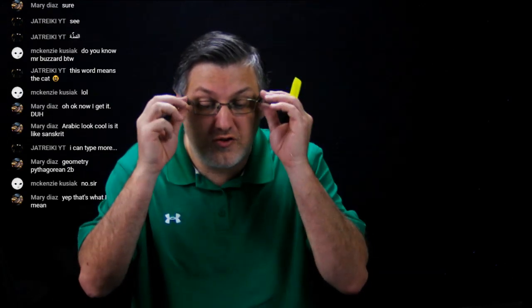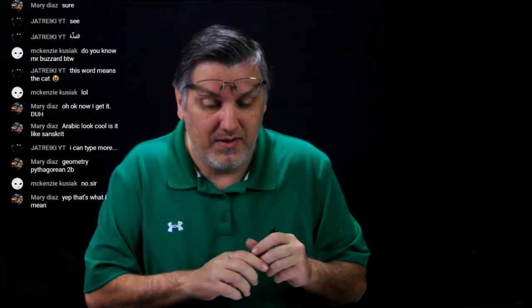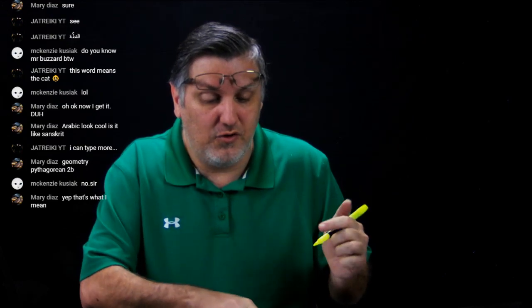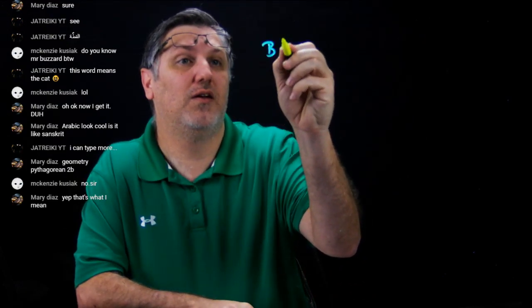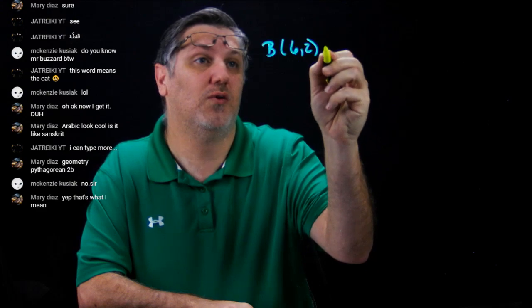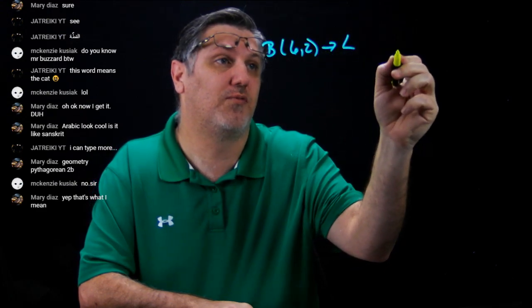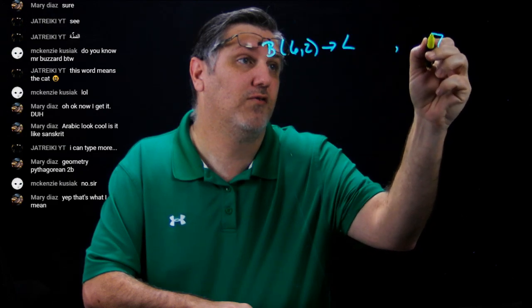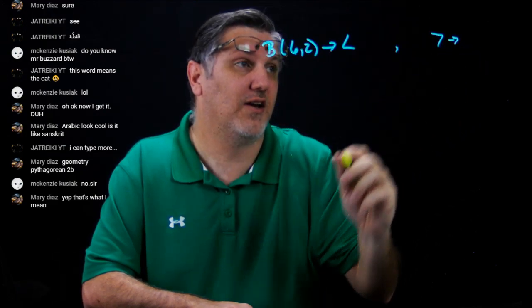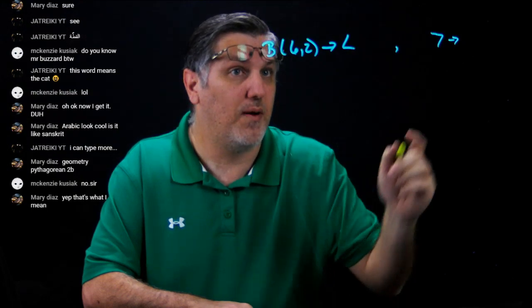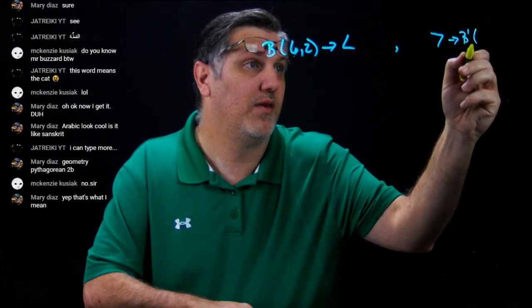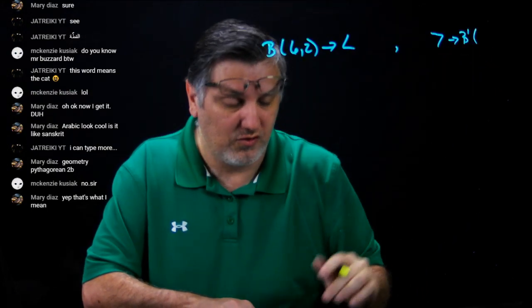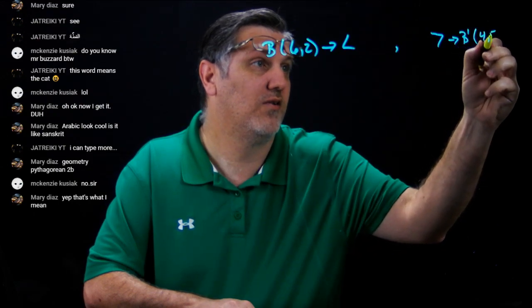Okay, cool. So the first things first is we have to figure out the mapping on this. I give you B, point B is 6, 2. And that's going to map to something here. This is a vector bracket, not a 7. And that's going to map to B prime, which is 4, 5.